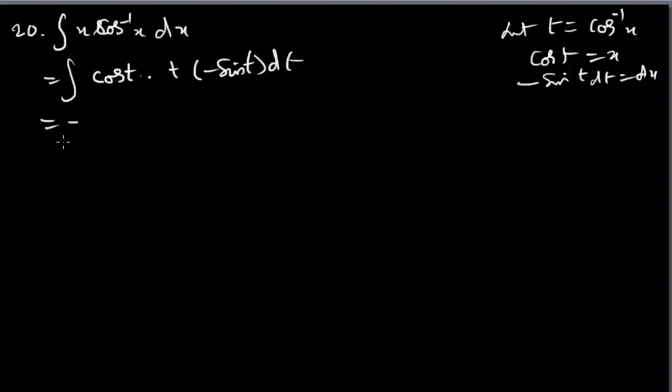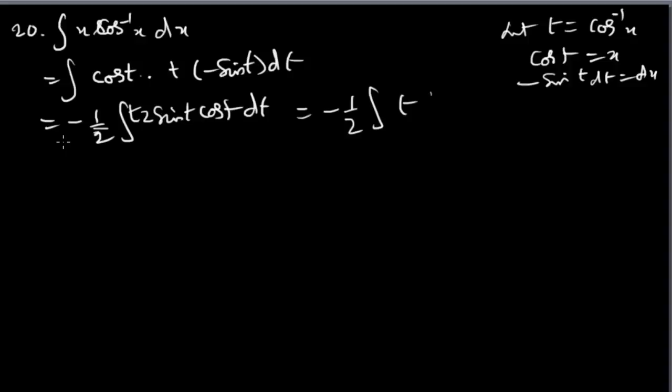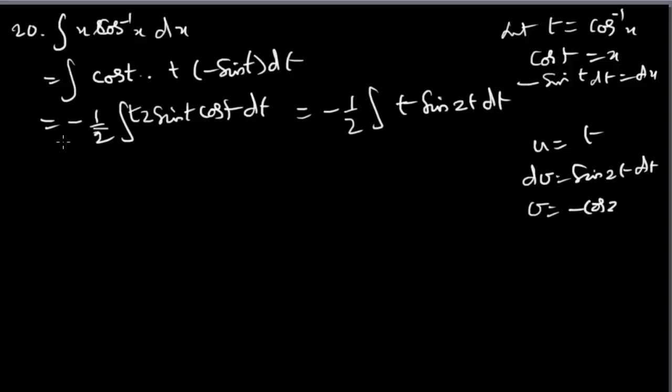So that minus sign you take and multiply by 2 and now divide by 2, integral t into 2 sin t cos t dt. So this is minus half integral t sin 2t into dt. So now you use the by parts. U is equal to t, dv is equal to sin 2t into dt, and v is equal to minus cos 2t into half.